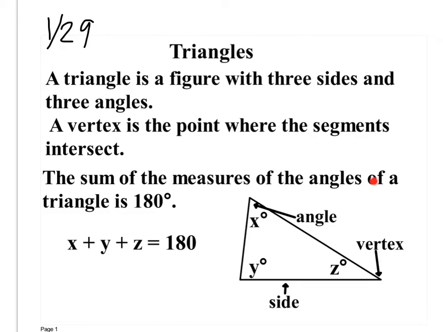The sum of the measures of the angles of a triangle is 180. So the angle measure of x plus y plus z gives you 180 every time. You need to remember that number. Alright?